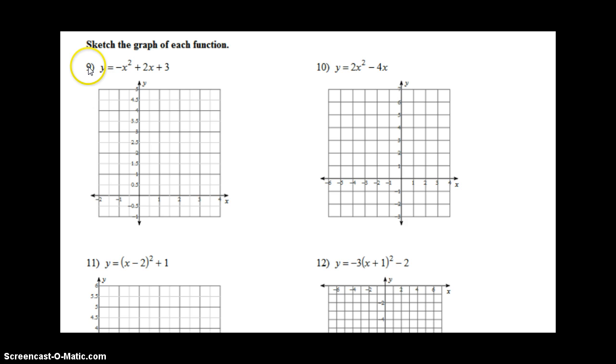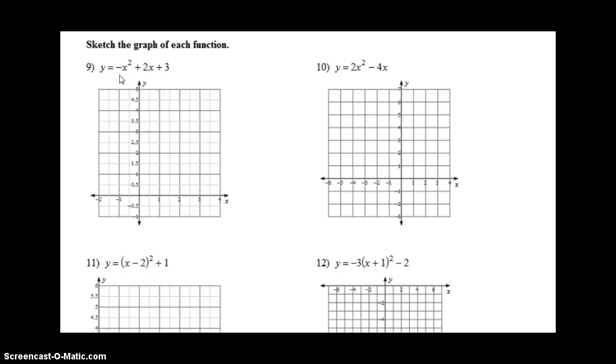So when we look at something like number 9, sketch the graph of each function. I'm going to sketch that. There are a few important points that we can figure out here. We can figure out the y-intercepts by simply factoring this. We could figure out the x-intercepts by factoring this.